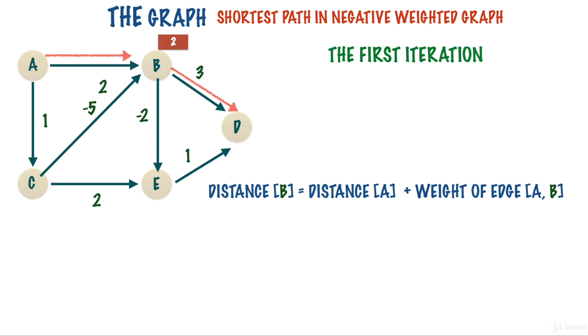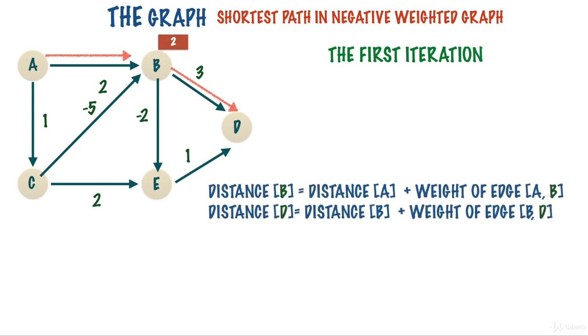Now, let's explore the edges of B. The distance of D is the distance of B plus the weight of edge B, comma D to get 5. Remember, the important thing here is not exploring the vertices, but exploring the edges. Make sure you cover every edge. That's the important point here.